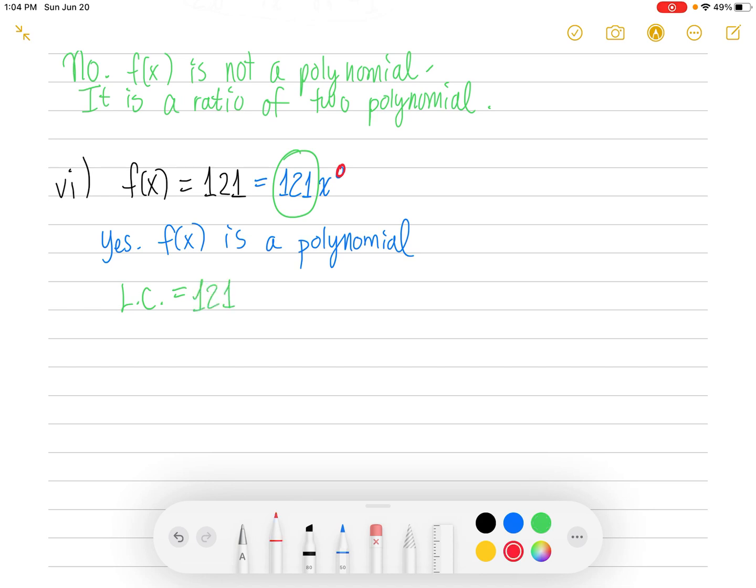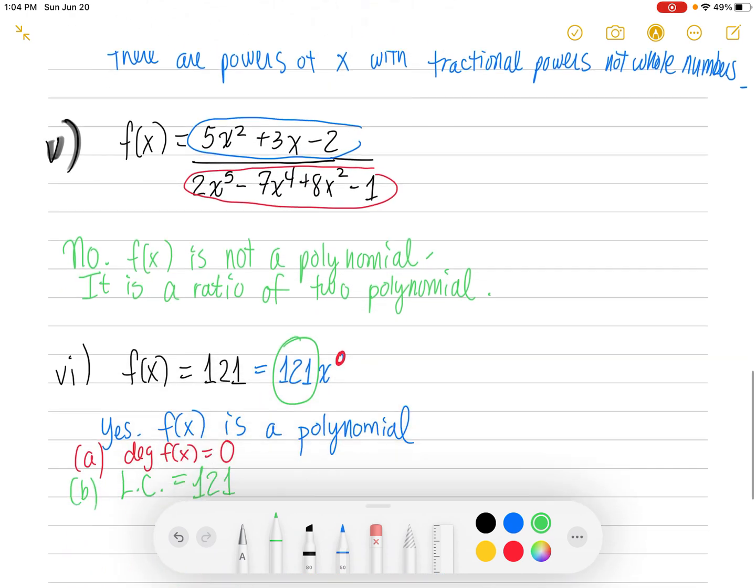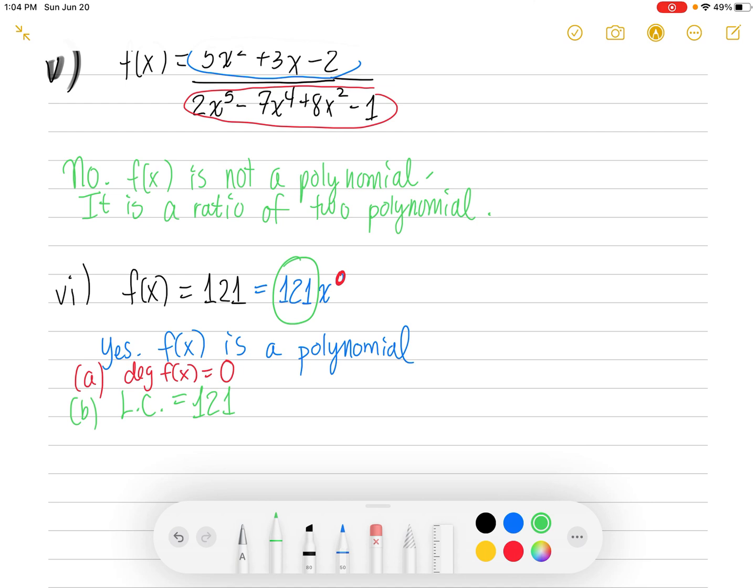And the degree, have we done the degree yet? We got to do the degree first, right? The degree of this dude is 0. It's the largest power. So b would be the leading coefficient, 121. Is that how we were doing it before? Yeah. Degree first and leading coefficient second. Okay, so that's called a constant polynomial. And we know when you graph a constant polynomial, that's just a horizontal line. We've done that before.